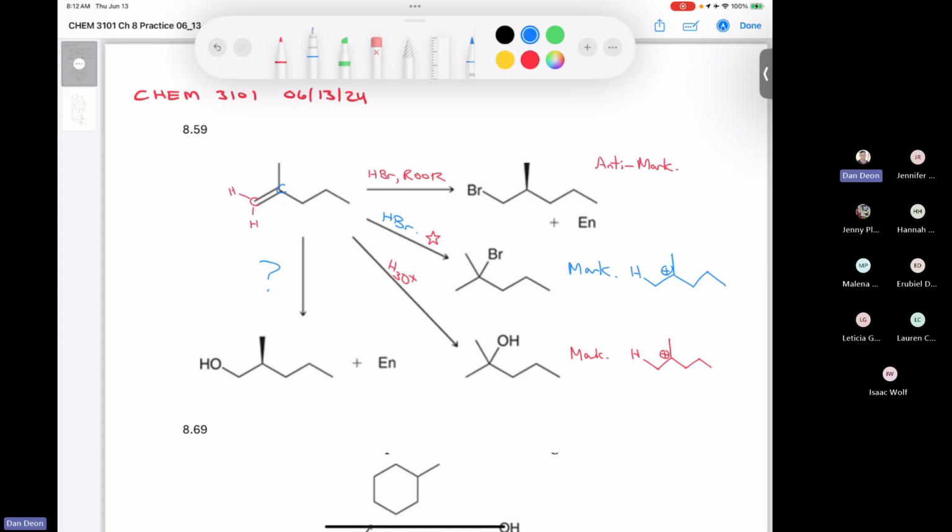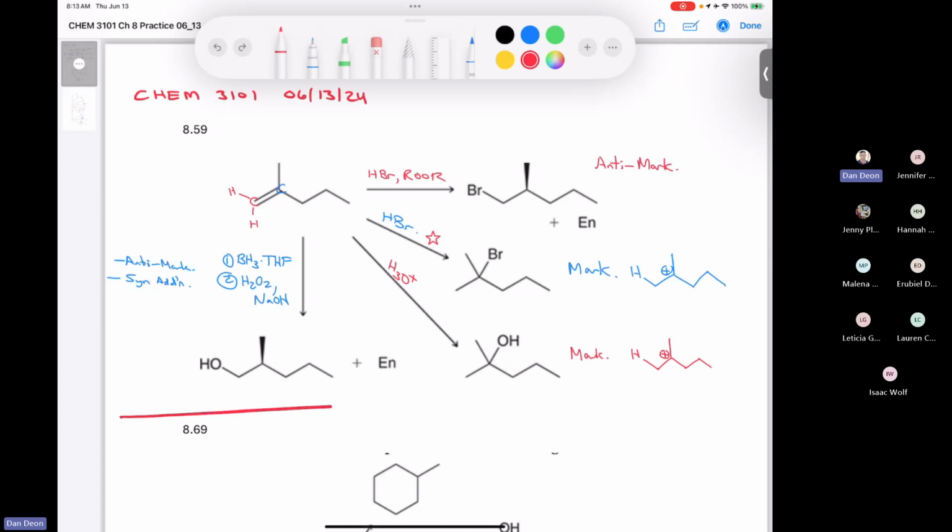Okay, so for that one, we're going to need borane and THF. And then in the second step, we're going to use hydrogen peroxide and sodium hydroxide. So keep in mind again that this is anti-Markovnikov in terms of the regioselectivity, but in terms of the stereoselectivity, it does syn addition. Now, there's only one stereocenter formed here, so it's not really pertinent, but we get a syn addition of the proton and the hydroxyl group.